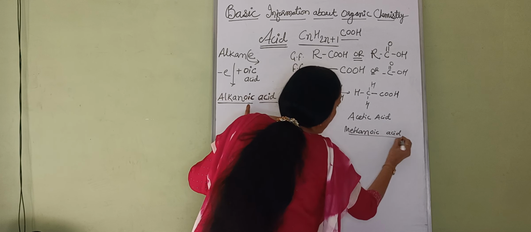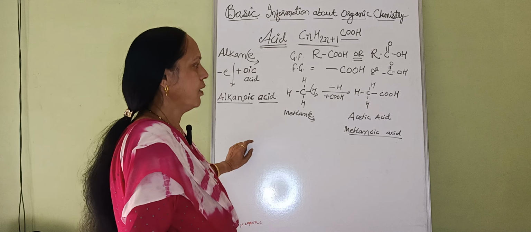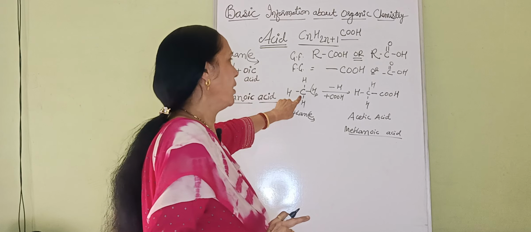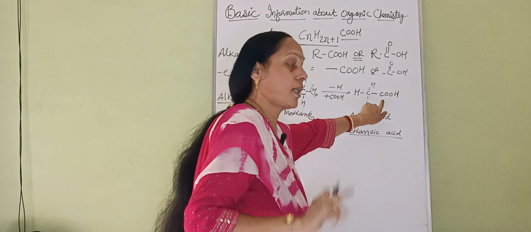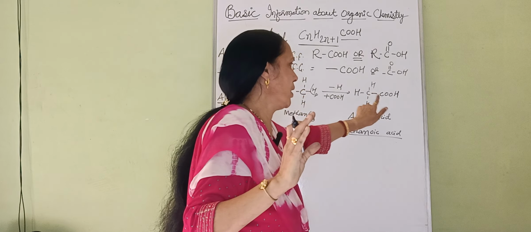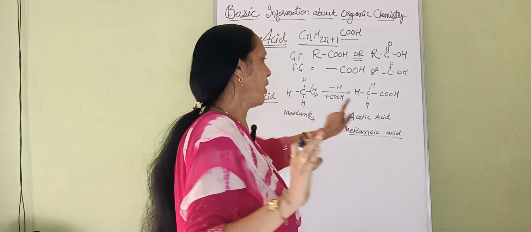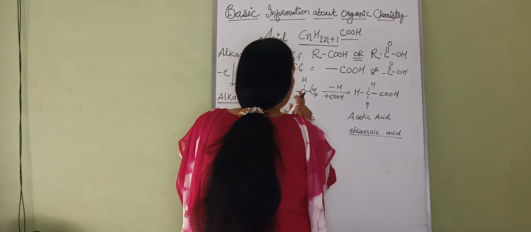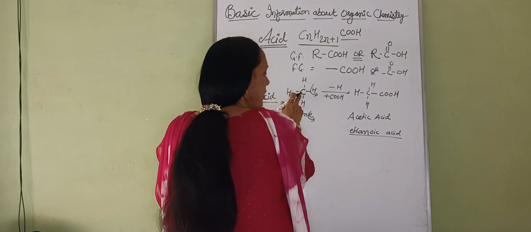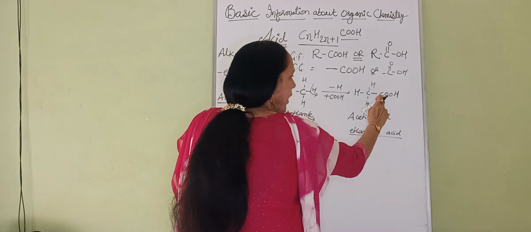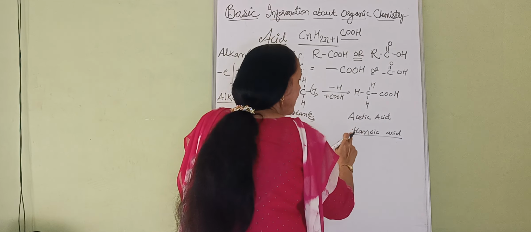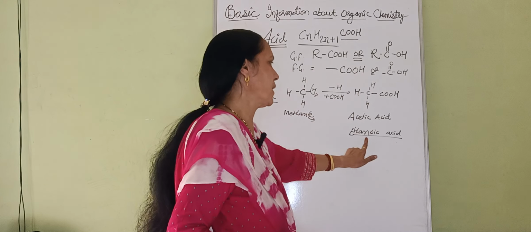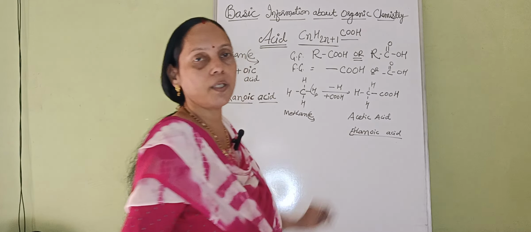So what is the compound? Methanoic acid. Okay, so now when we are adding the complete COOH group, how many carbons are there? Sorry, 2 carbons are there. Instead of 1 carbon, we have added the double carbon, and 2 carbon means ethane, so it is ethanoic acid.